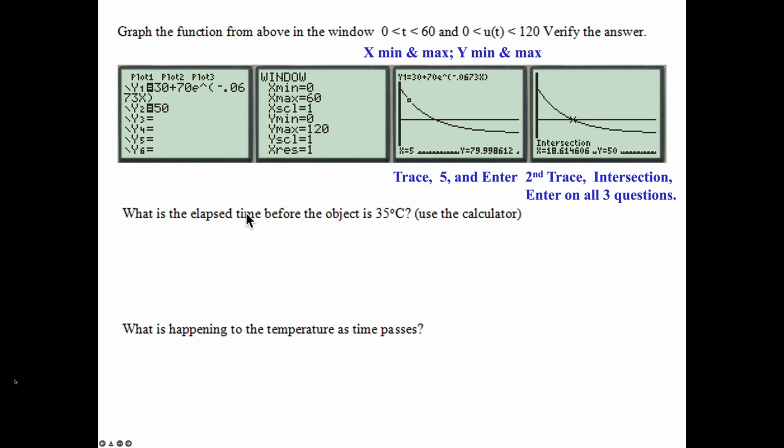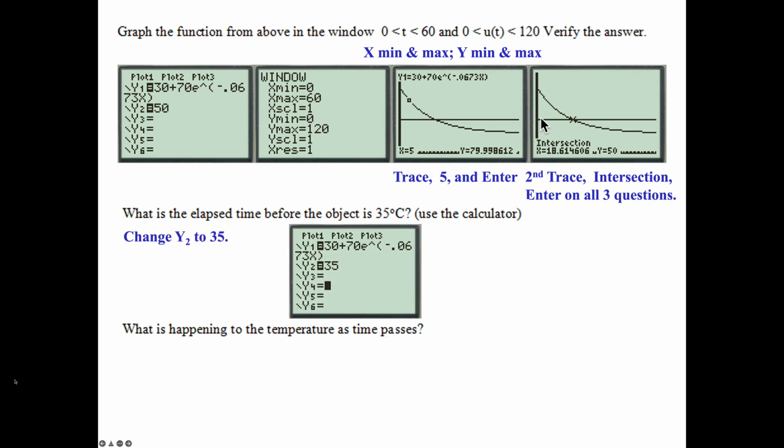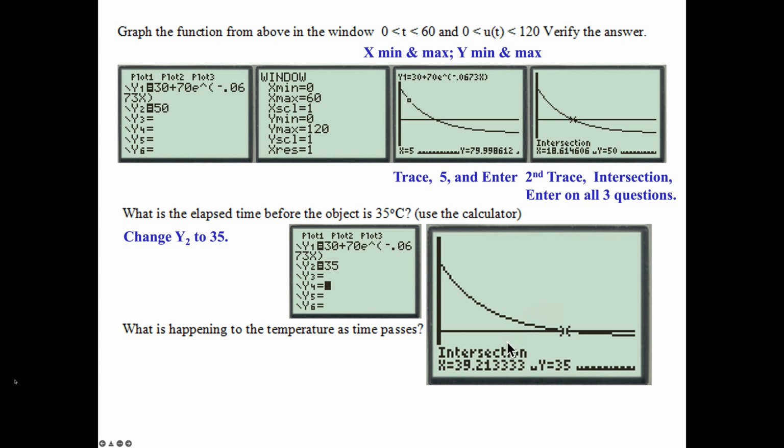So what is the elapsed time before the object is 35 degrees Celsius? Okay, let's go back to the calculator. Change your 50 to 35. Regraph it and re-find the intersection. This would be 39.2 minutes.